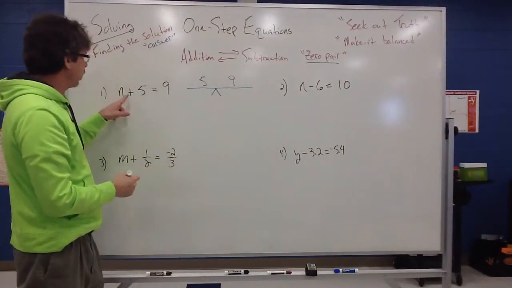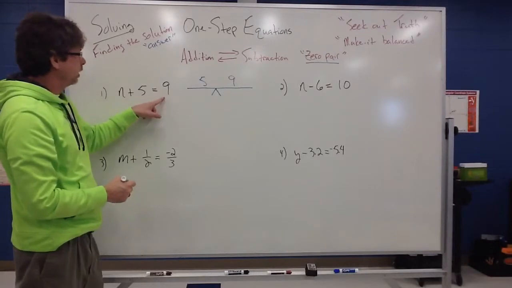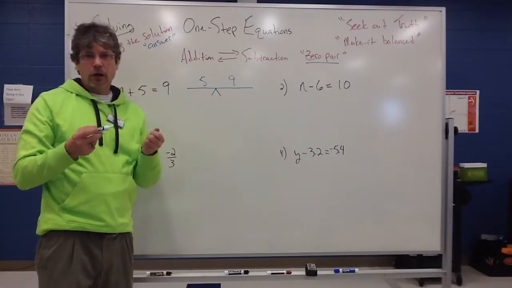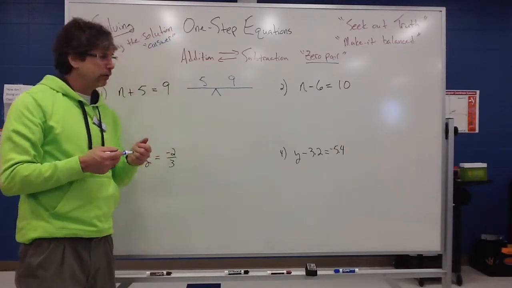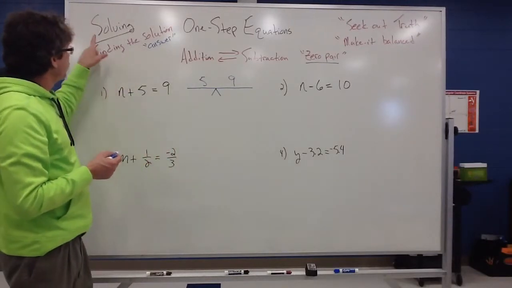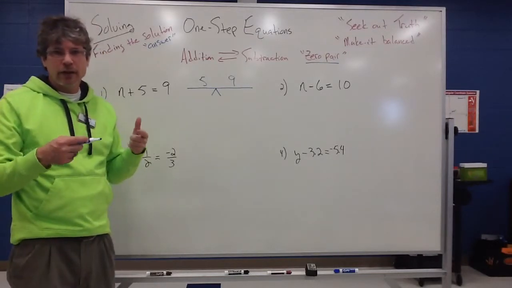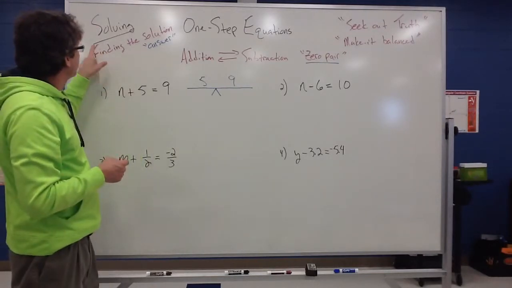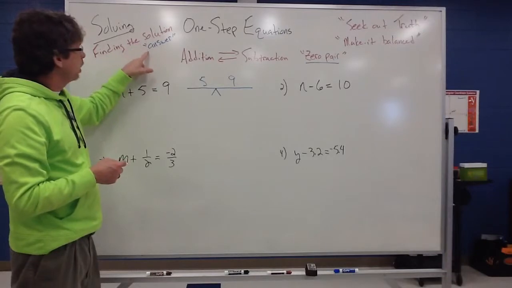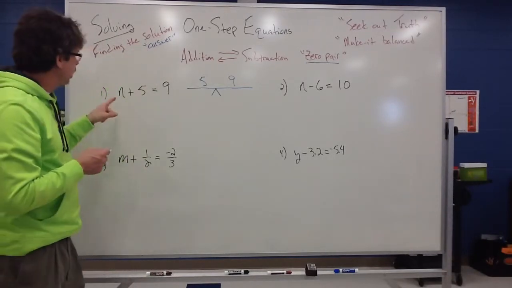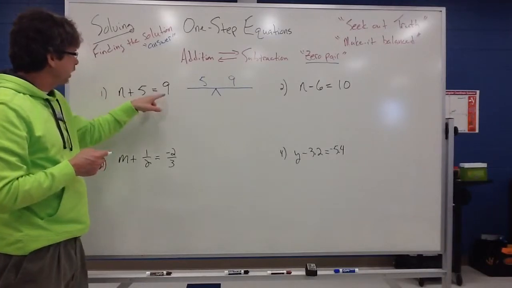What we're trying to do is figure out what you have to add to a 5 to get a 9. Whatever we do, that's our goal, is to find that value of n. When we do that, we're actually solving the equation. We're trying to figure out the answer. So in solving, we're trying to find that solution, or in other words, we're trying to find that answer. That's our goal. So we're trying to figure out, what can you add to 5 and get 9?